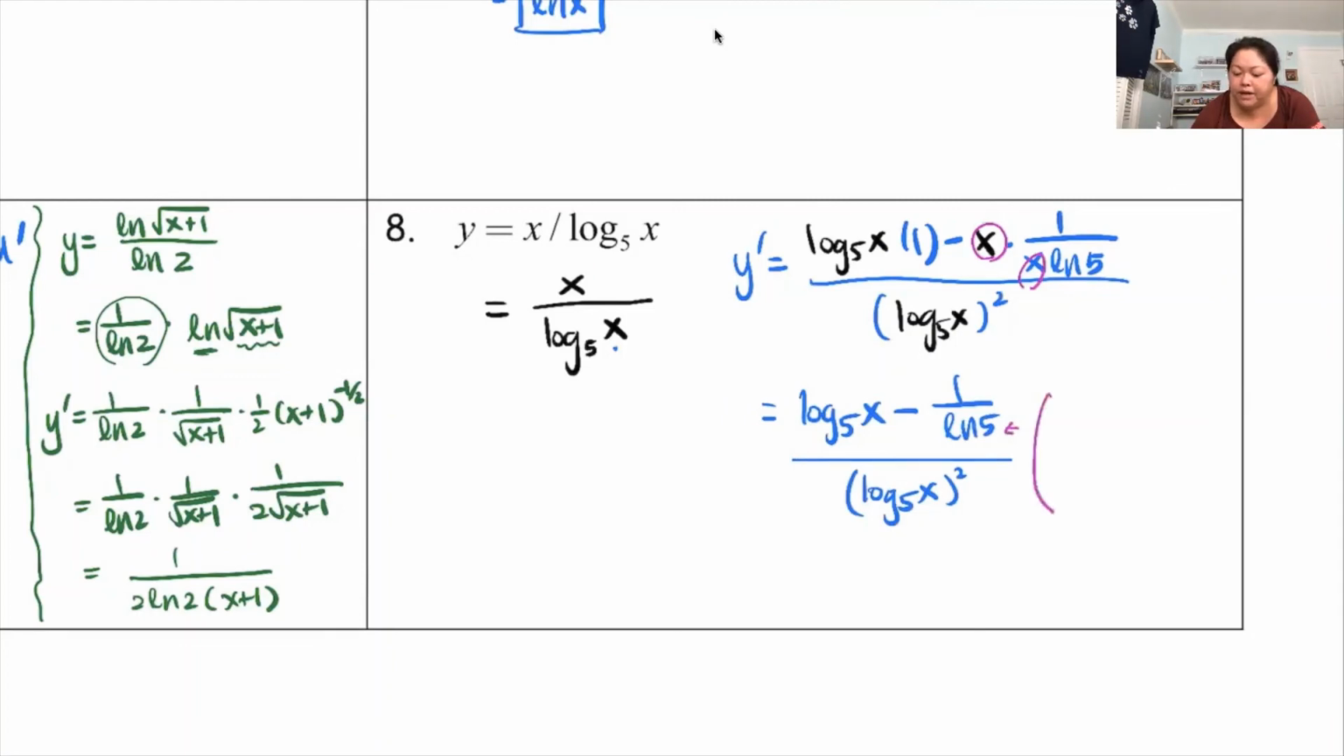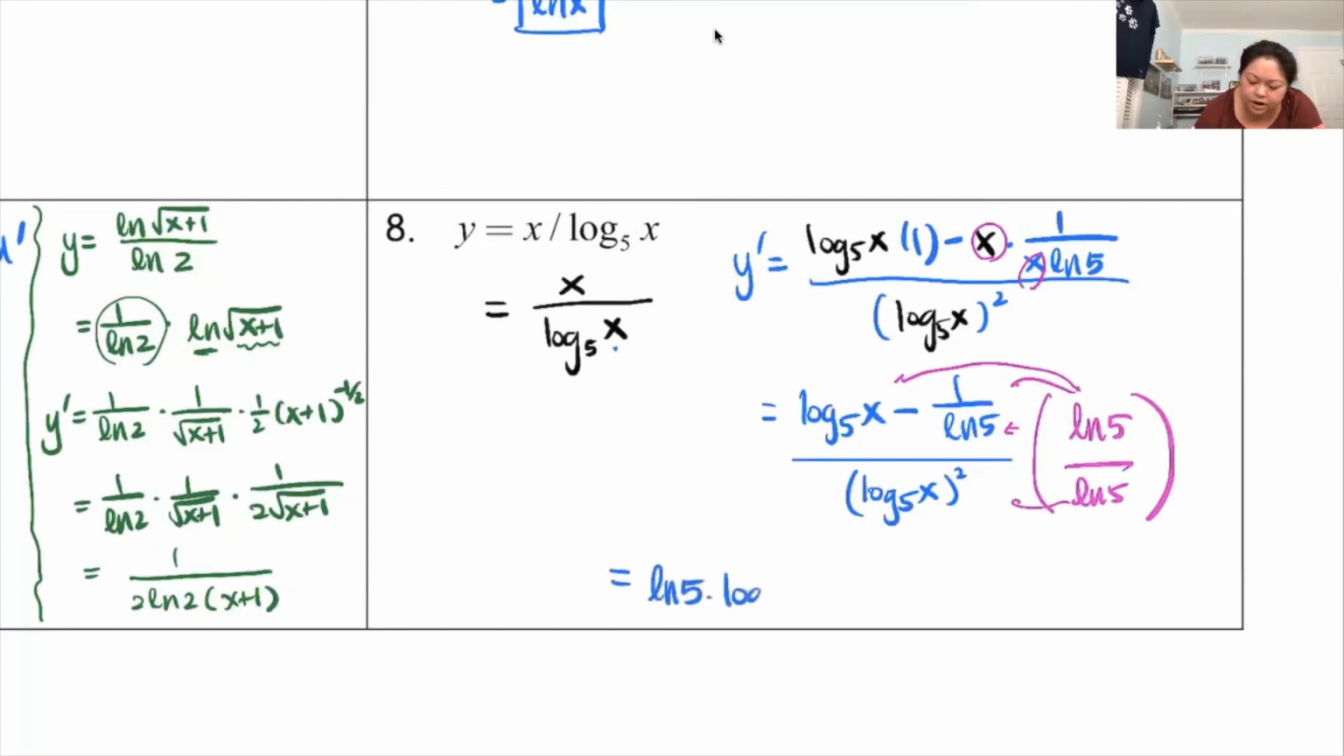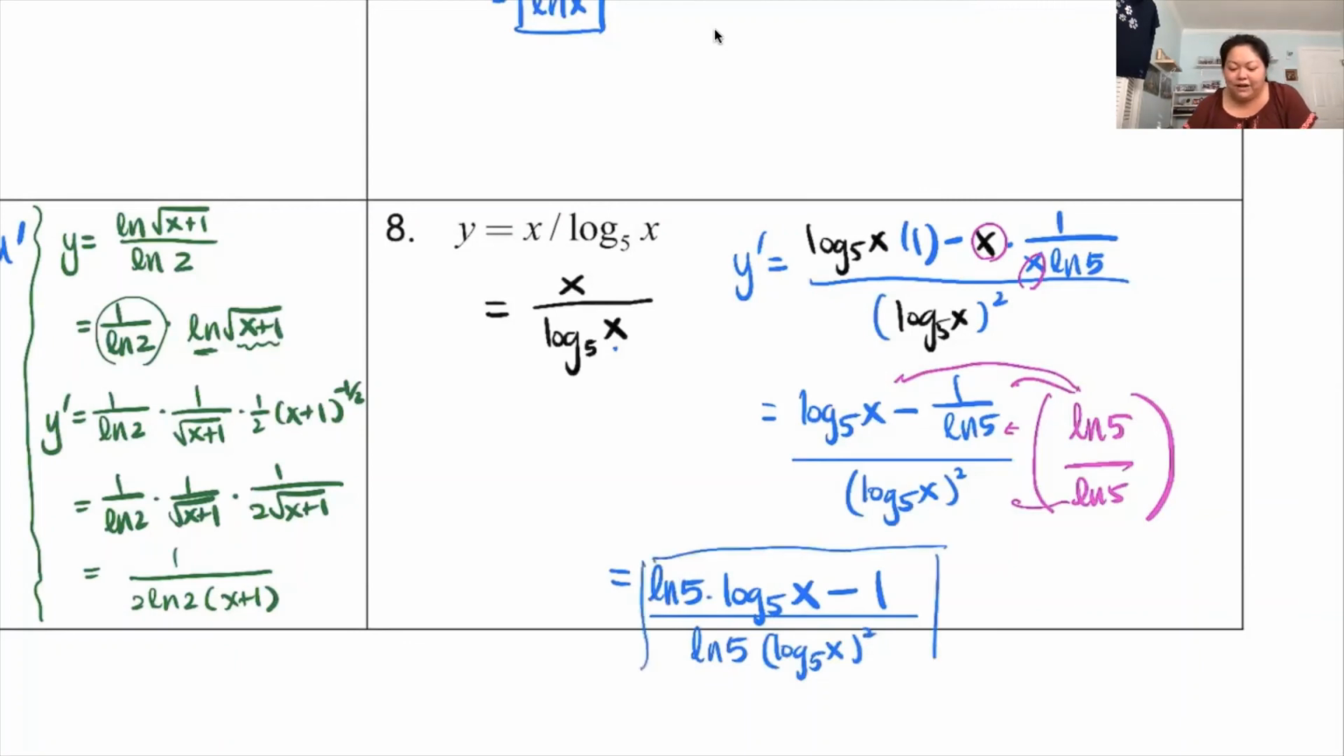You want to multiply everybody by natural log of 5, so that way I can have clean fractions. So make sure you distribute to everybody. Okay? All right, so that will give me natural log of 5 times log base 5 of x, minus 1, all over natural log of 5 times log base 5 of x squared. Okay, and that's it. That is pretty gross, but that is your final answer.